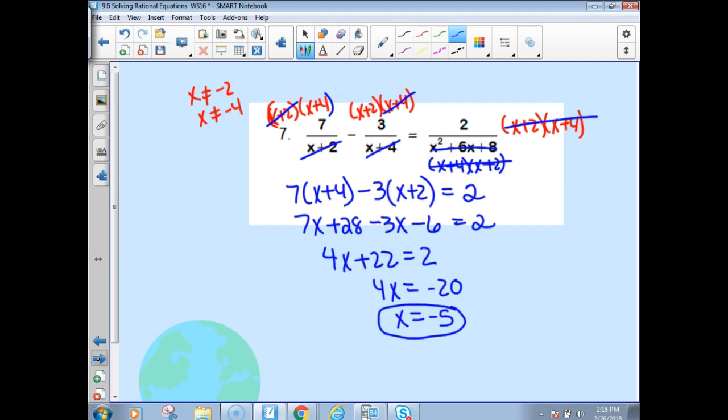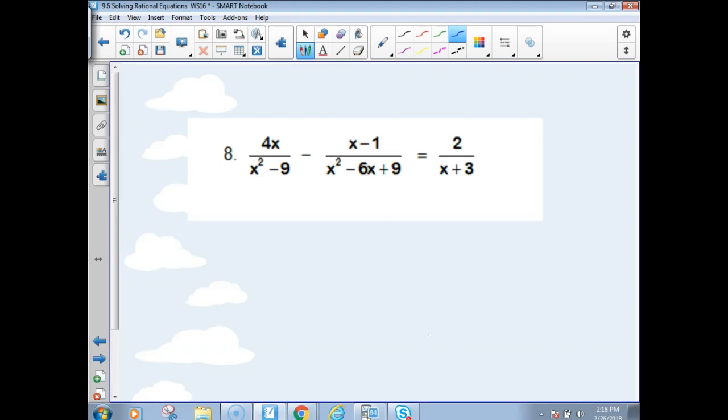Right, next, number 8. Well, this one you're not going to like a whole lot either, because actually it has 3 pieces. Okay, this x squared minus 9 factors to x minus 3 times x plus 3. We all know that, right? But the second one factors to x minus 3 times x minus 3. I'll write them down here for you.